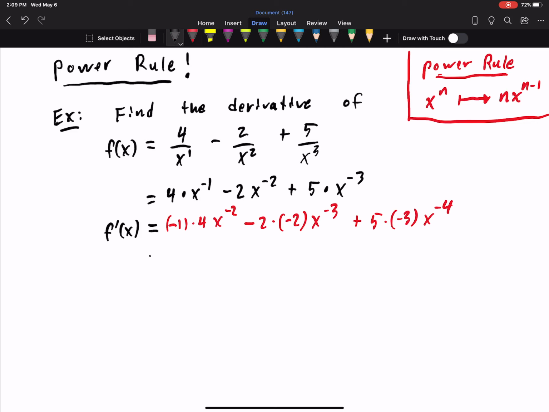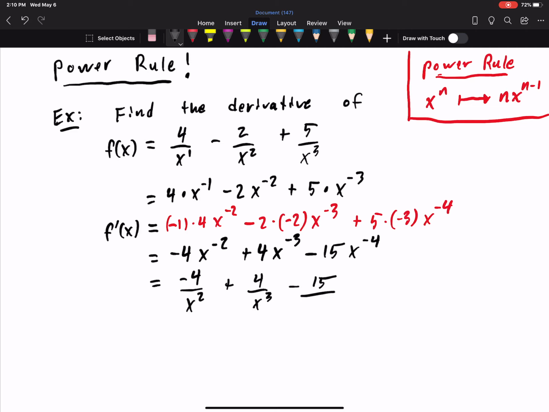And then simplify algebraically, so you have minus 4, x to the minus 2, and then in the second term, minus 2 times minus 2. That becomes plus 4. Then we have x to the minus 3, nothing changes about the exponent. And then in the third term, minus 15, x to the minus 4. Okay, so you're done at that point. It's completely simplified. If you like, you can reconvert your negative exponents to fractions. So you have minus 4 over x squared plus 4 over x cubed minus 15 over x to the fourth. Kind of undoing what we did at the very beginning.